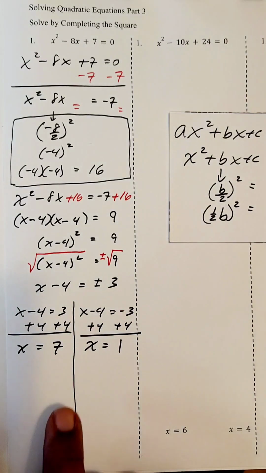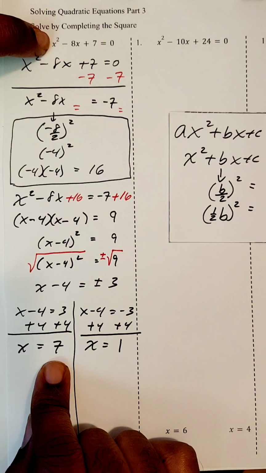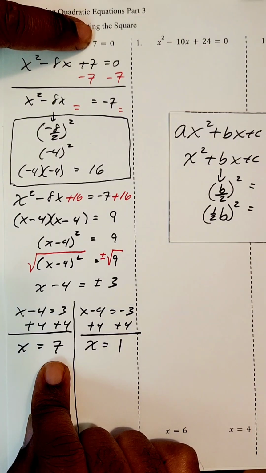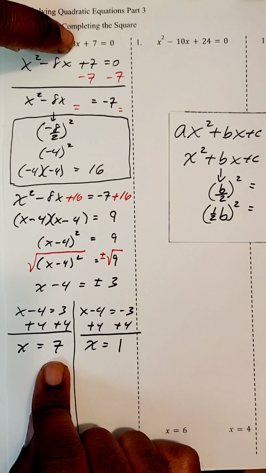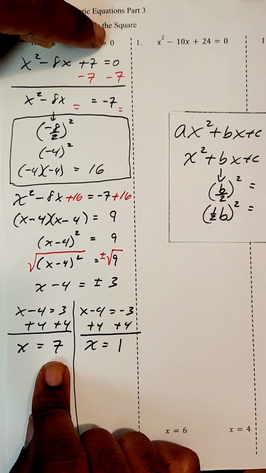Now, just to confirm, if I square 7, I'll get 49. And 49 added to 7 is going to be 56. Okay. And then negative 8 times 7 is going to be negative 56. So positive 56 and negative 56, that's 0.